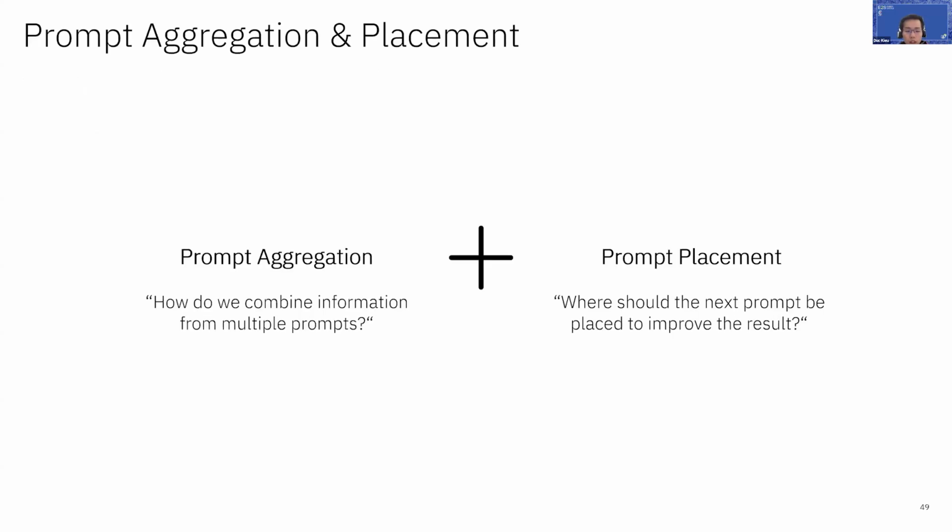To answer this research question, it consists of two parts: prompt aggregation, which answers the question of how we combine information from multiple prompts, and prompt placement, where the next prompt should be placed to improve the results. So let's take a closer look at prompt aggregation first.